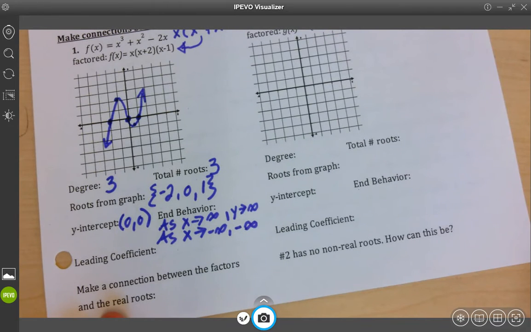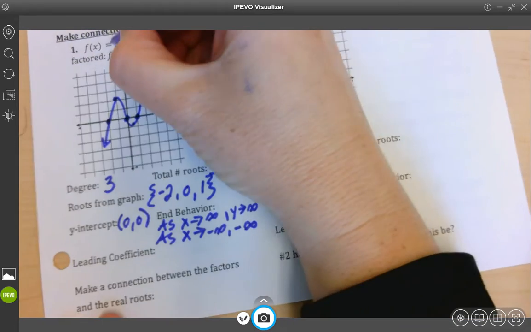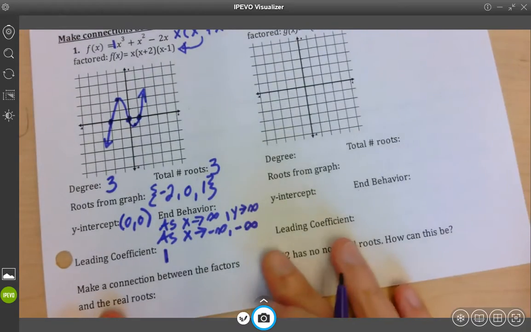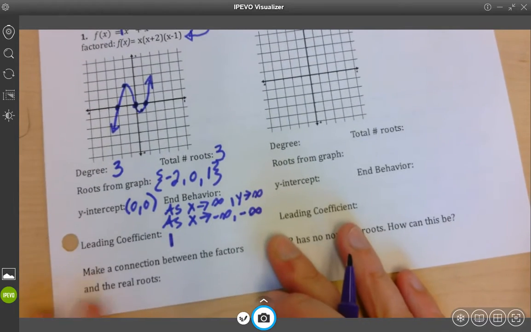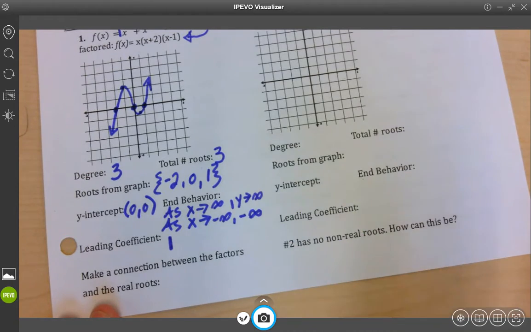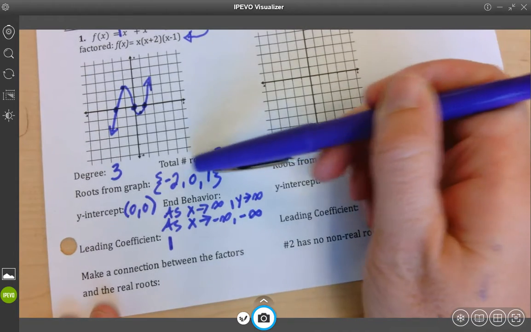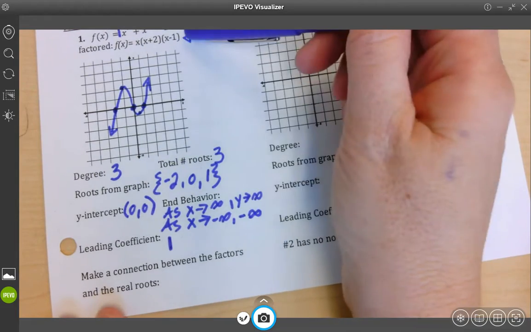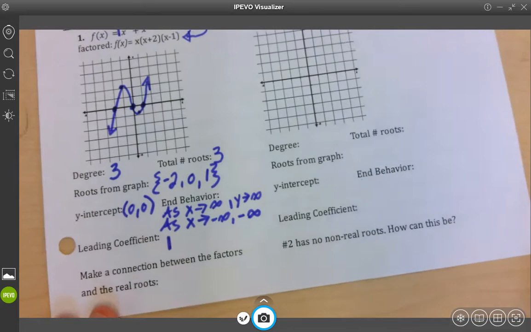Okay. Leading coefficient. I don't see a number there, so what would it be? It's 1 if you don't see a number. So your leading coefficient is 1. So now it says, make a connection between the factors and the real roots. So here are the real roots, and here are the factors. I want you to write something on your paper, and we'll share in just a minute.